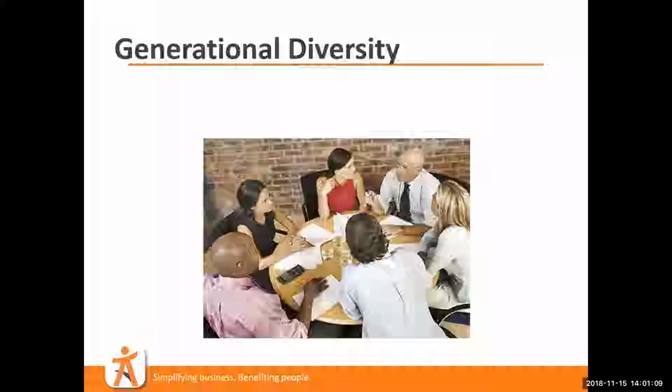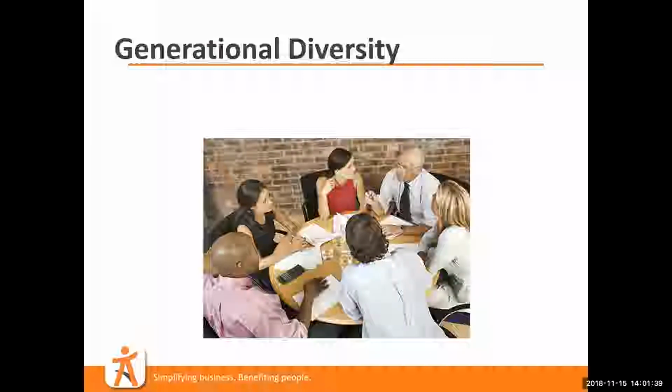So let's get started with today's topic, generational diversity. Today we're going to talk about generational diversity. Recognizing and understanding differences among the different generations in the workplace can help you become better supervisors for your employees. Generational diversity can have an impact on the way employees perform, the way they perceive you and the organization, and the way they interact with one another.